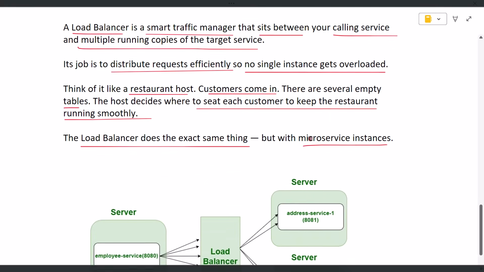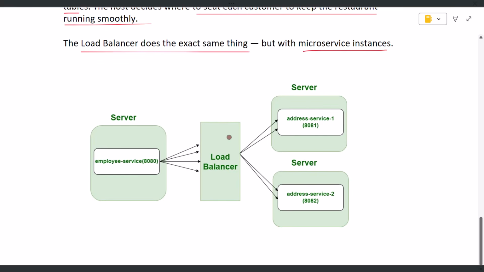Let's walk through the diagram you are seeing now. On the left, you have the employee service running on port 8080. This service needs to call another service to fetch employee-related address information. But instead of calling a single address service, notice what's on the right side of the diagram. Two separate running copies of the address service. One is address service 1 running on port 8081. Another is address service 2 running on port 8082. These are two instances of the same service.